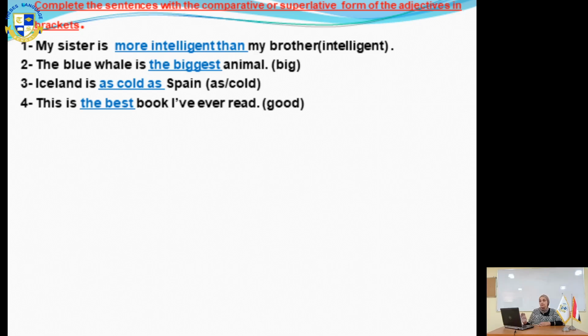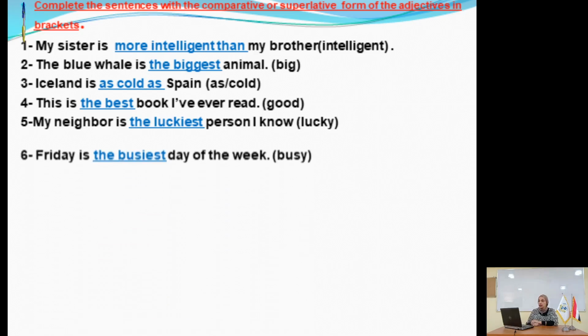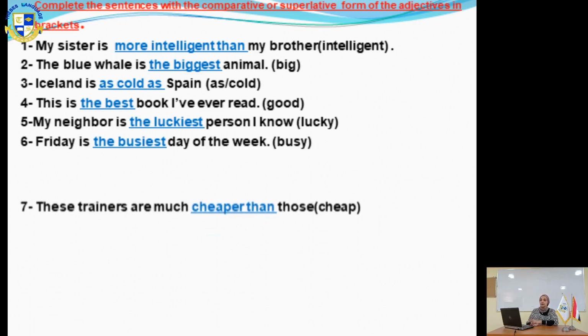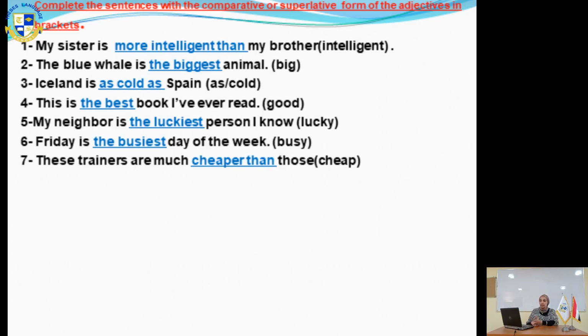Number 5, my neighbor is the lucky person I know. He's the only lucky one that I know. So you have to make it superlative. He is the luckiest person I know. Number 6, Friday is the busy day of the week. We have busy, and as we said, we compare Friday with all the days, so we have to use the superlative form. So Friday is the busiest day of the week.